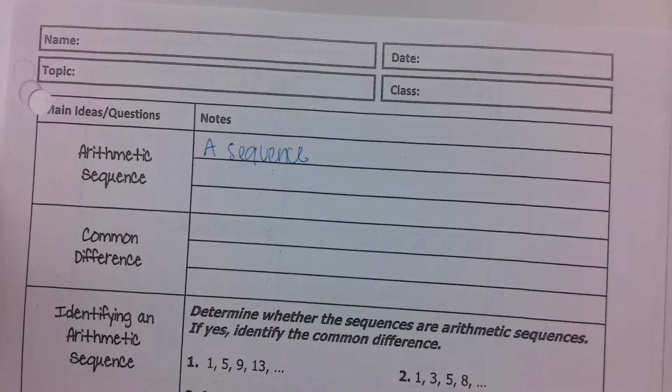So it's just a list of numbers. We've got two different types that we're going to talk about: arithmetic and geometric. Today we are just focusing on arithmetic sequences. An arithmetic sequence is a sequence in which the difference between any two consecutive terms is constant. Essentially, you're adding or subtracting some number each time, over and over again.